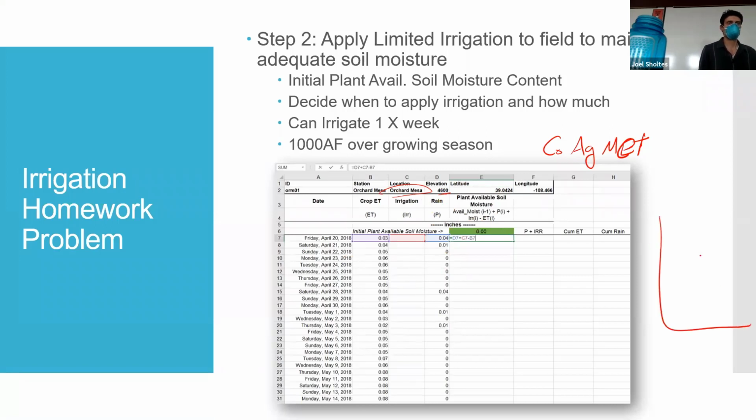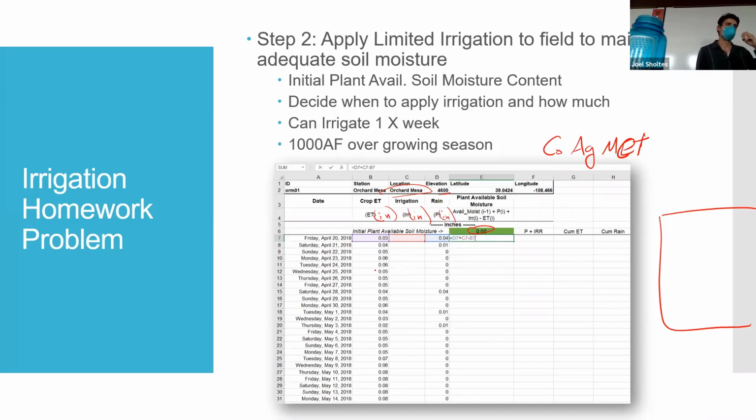There's a bunch of stuff I give you in the worksheet that gives you your initial plant available soil moisture. I walked you through the steps to calculate that, so you put that number here, and this is where we're starting out. This is our growing season, April 20th. How much moisture do we have in our soil? I give you a time series of the evapotranspiration, and this is in inches. I should label that. Inches, inches, inches. So these are all in inches.